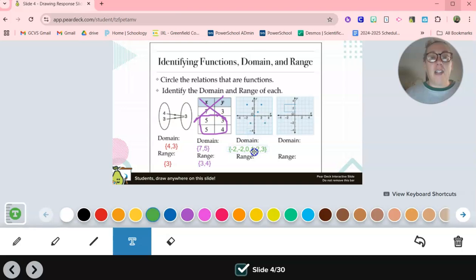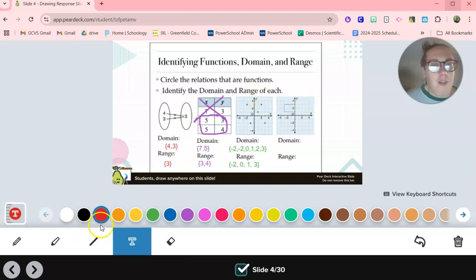And those are all the x coordinates of these points. And the range goes from negative 2 to 0 to 1 and to 3. Those are all the y values. So don't worry if you're not sure how we're getting these yet necessarily. We're going to be doing a bunch of practice with this, so don't worry too much.